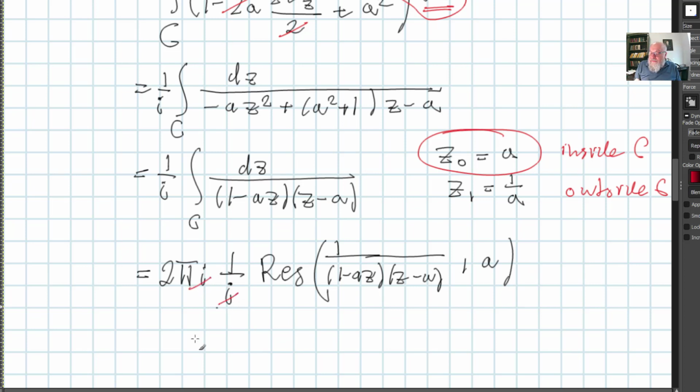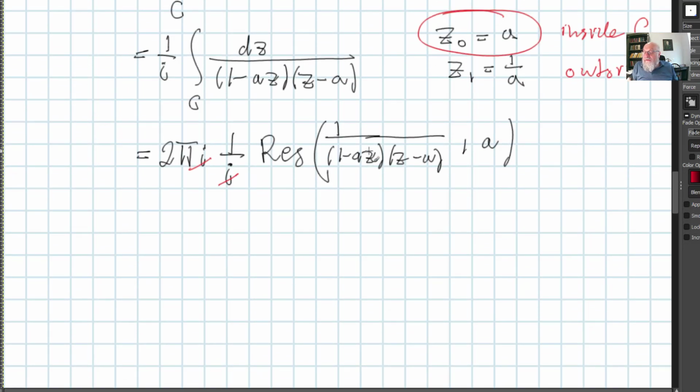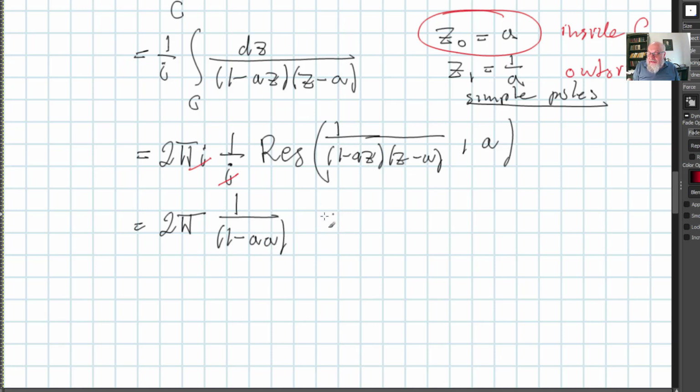So the residue is easy because that's a simple pole. So that one is equal to 2 pi, and the residue you are getting here is 1 divided by 1 minus a, and we replace z by a, so that is what is obtained, and this gives me 2 pi over 1 minus a squared, and the integral is computed. So example number 2.